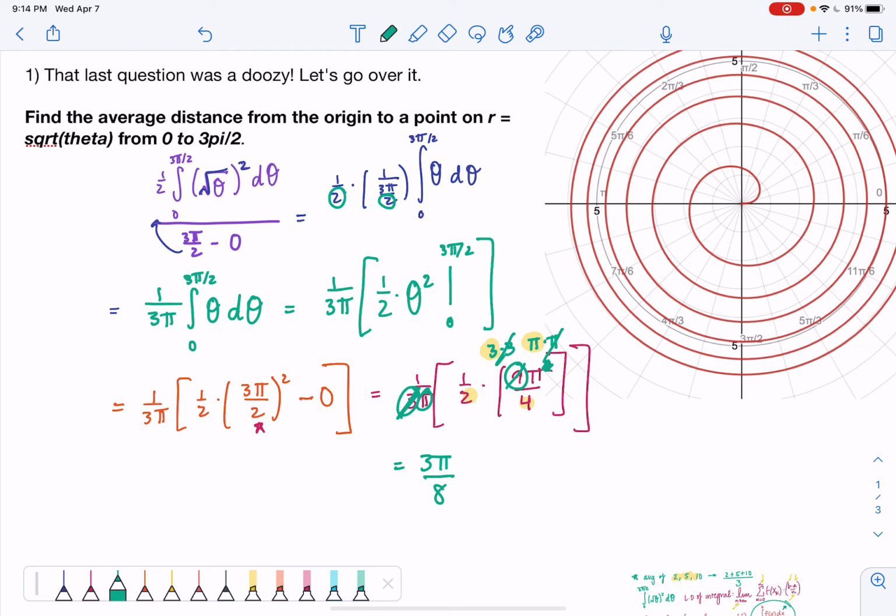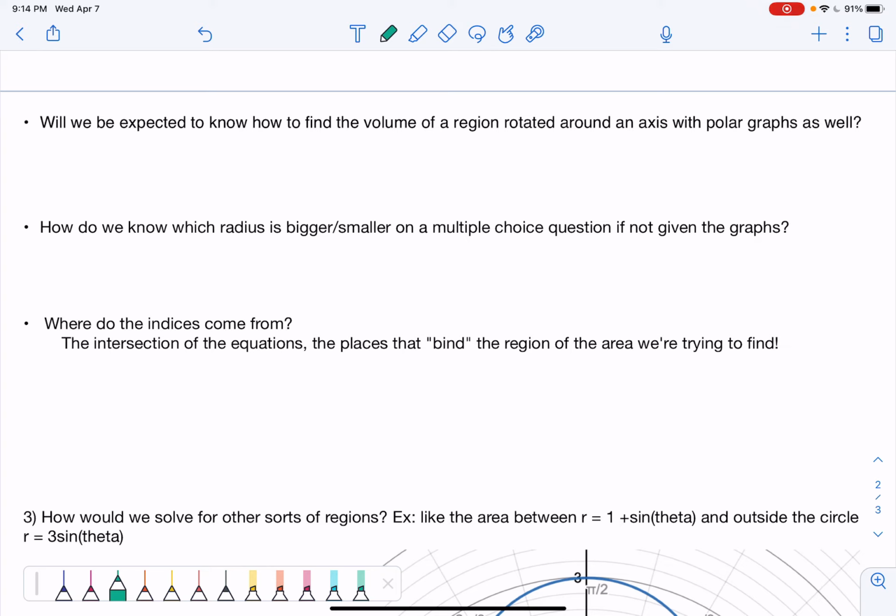I am going to answer a couple more questions. They are the following. Will we be expected to know how to find the volume of a region rotated around an axis with polar graphs as well? I want to say not on the AP test. I don't think I've seen that before. But that would be kind of cool to think about. How do we know which radius is bigger or smaller on a multiple choice question if not given the graph? So one, you have technology since you'll be testing remote. Graph it. Two, use your number sense. Take some time to think about what's going to have a larger radius at certain values.